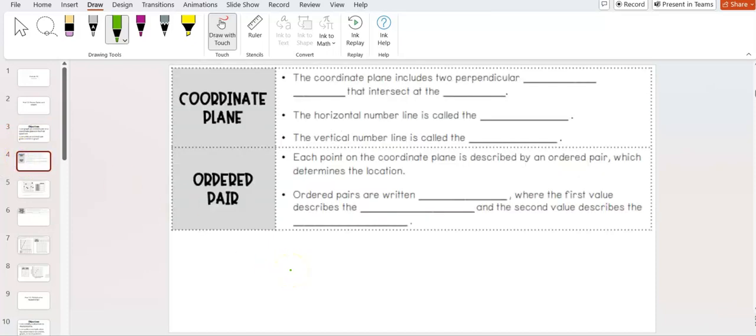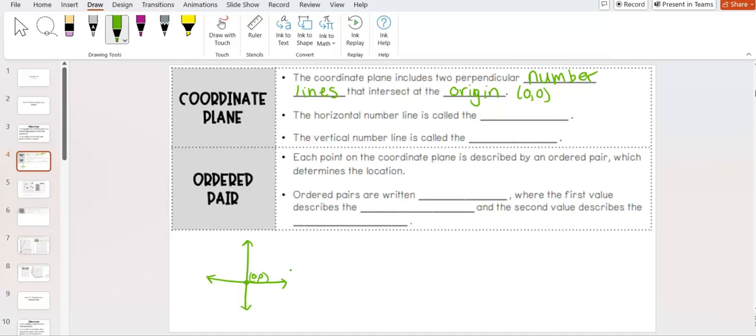Okay, so here are our vocabulary words. The coordinate plane includes two perpendicular number lines that intersect at the origin. And the origin is that 0, 0, right in the middle. So a coordinate plane can look like this, where these are both number lines. This is a vertical number line, and this is a horizontal number line, sorry. And the middle right here is 0, 0. So that means that it's 0 horizontally and 0 vertically.